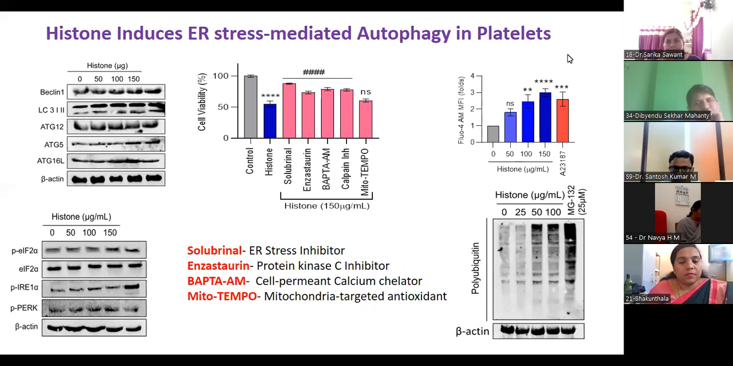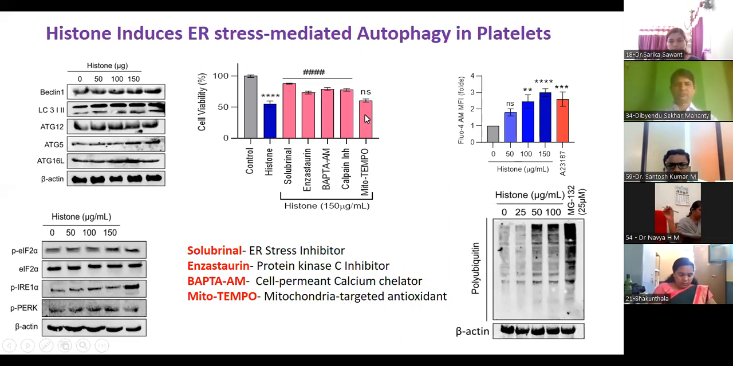Then, in order to know the molecular signaling, initially we used different inhibitors like salubrinal. Salubrinal is an ER stress inhibitor. Enzastaurin is a protein kinase C inhibitor. When intracellular calcium level increases, then only protein kinase C gets activated. Then BAPTA-AM is a cell-permeant calcium chelator. If there are increased levels of intracellular calcium, it can chelate the intracellular calcium, so that there won't be any sort of cell death. Meantime we used MitoTEMPO. It serves as a mitochondrial targeted antioxidant.